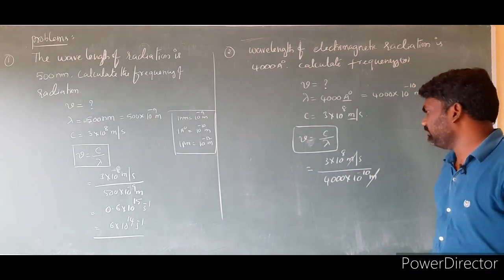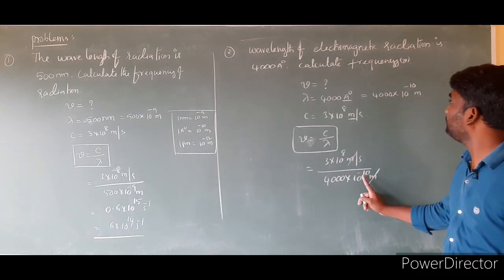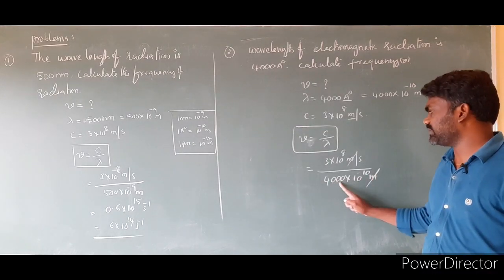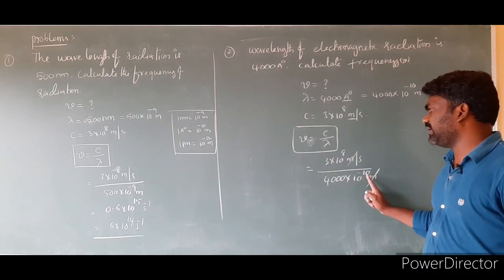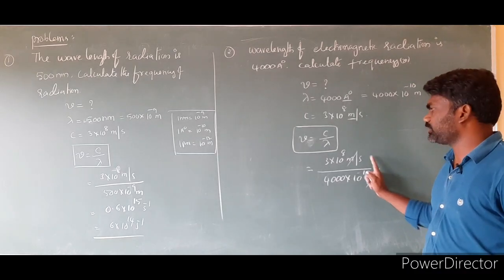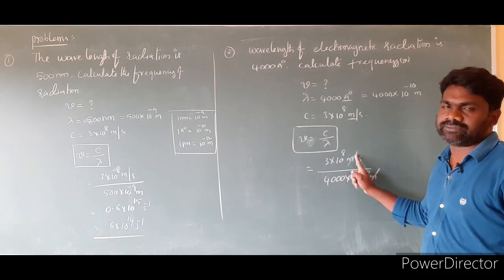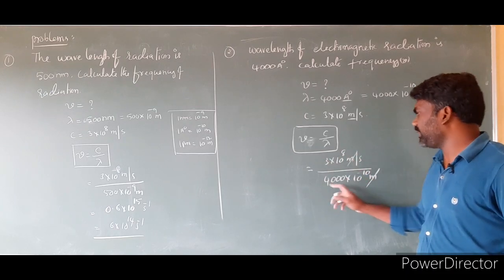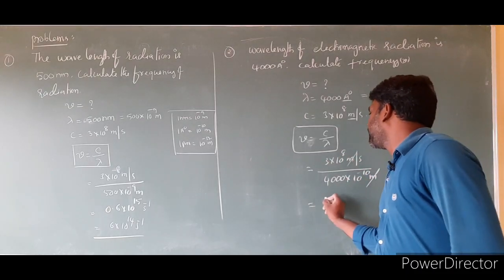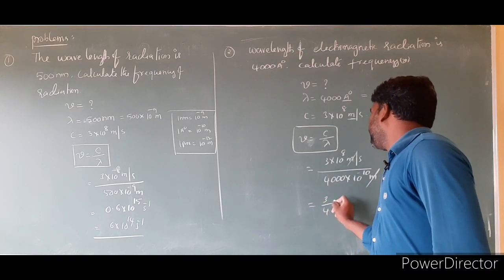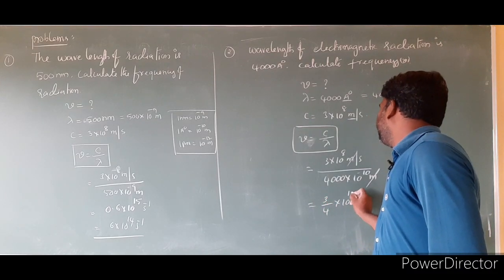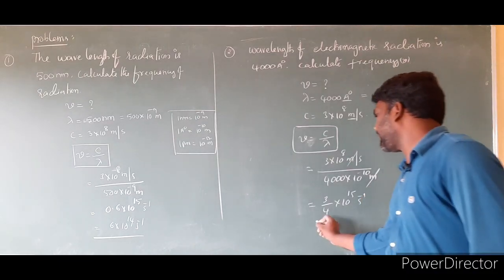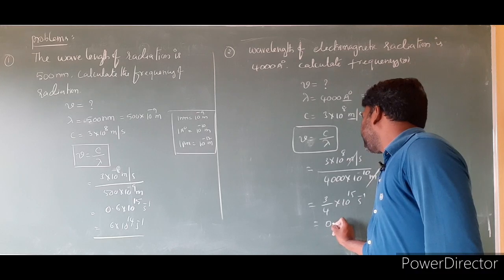Meter cancels. Then simplify it. This is 10 power minus 10 with 3 zeros in 4000, so the 3 zeros and 3 negatives cancel. The remaining is 10 power minus 7. 10 power minus 7 transposed to the numerator gives 10 power plus 7. 10 power 7 into 10 power 8 is 10 power 15. So that is equal to 3 by 4 into 10 power 15 second inverse. 3 by 4 we take as 0.75.